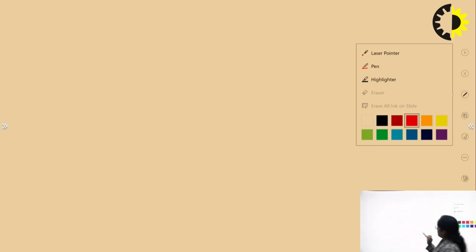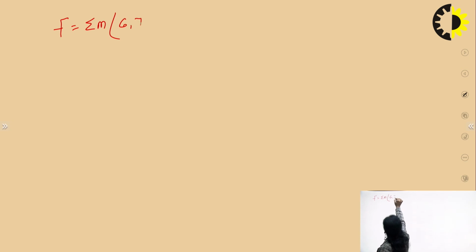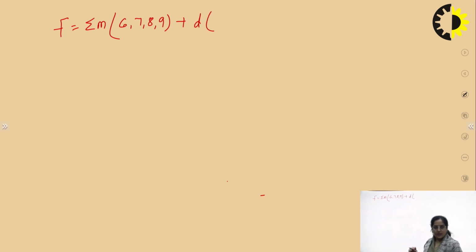A function is given to us. Let's take a function with summation m, that is the min terms given to us: 6, 7, 8, 9. Now I am taking an example in which a don't care is also given to us, with the term D. The don't cares given to us are 10, 11, 12, 13, 14 and 15.